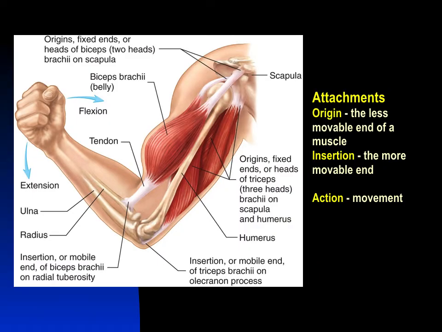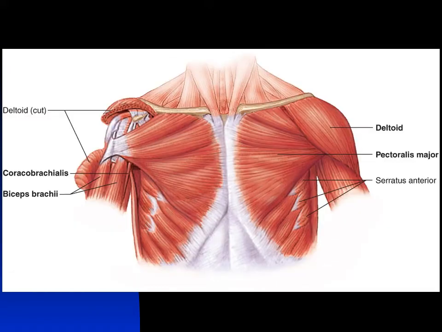Okay, for us, we're going to focus on three things: the origin, which is the attachment area that moves less, the insertion, the area that moves more, and then the action. What does it do at the site of the joint? I think I went through the muscles of the head and neck pretty well. I'm going to go through muscles of the arm and chest, things like that.